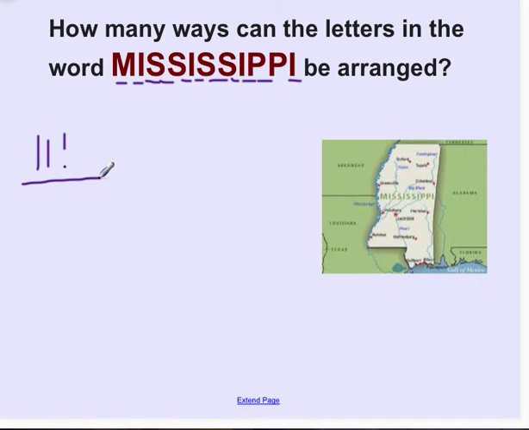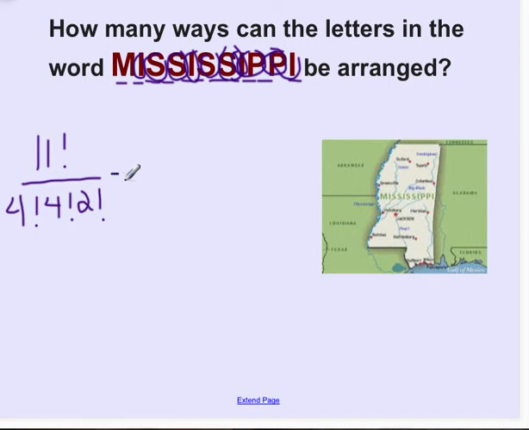So then I have 1, 2, 3, 4 i's. So I'm going to divide by 4 factorial to account for those i's. And then I have 1, 2, 3, 4 s's. So I'm going to divide by 4 factorial to account for those s's. And then I have 2 p's, 1, 2. So then I'm going to divide by 2 factorial to account for all of those p's.